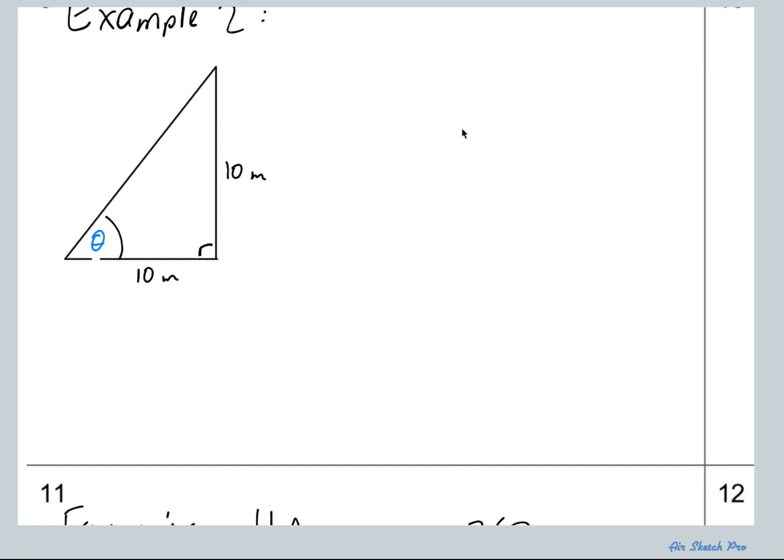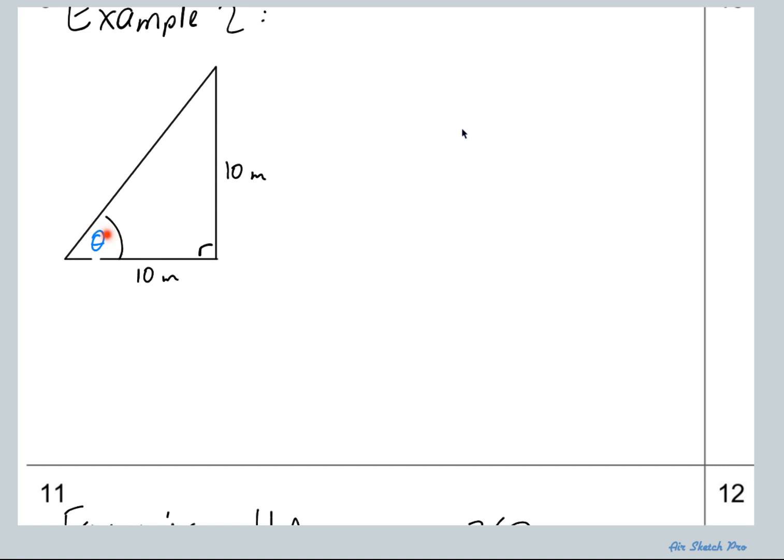Imagine you've got theta there and 10 and 10. I wonder what the angle is. It's pi on 4, of course, but let's do it in degrees. So we start off the same way. We go, I've got theta. This is what I need to work out.